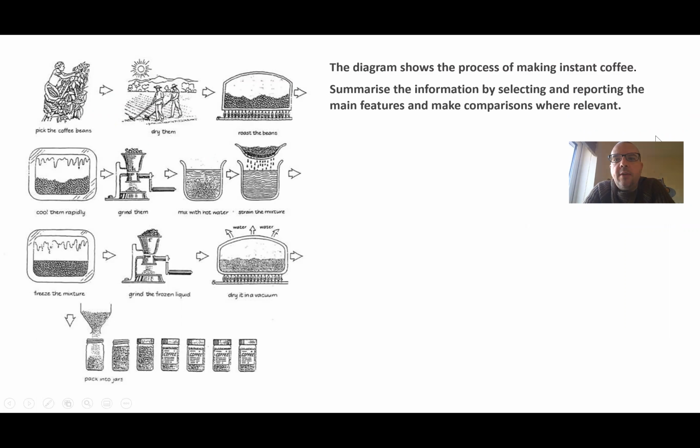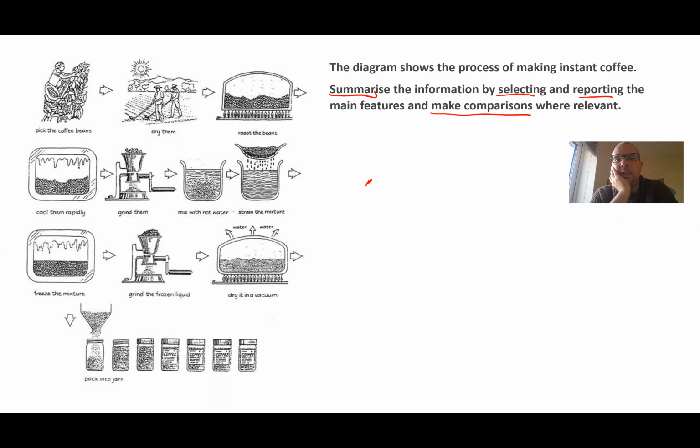It's the process of making instant coffee. That's important because the process of making coffee itself is quite simple and would probably be too simple to do in an IELTS process like this. So the key thing to look for here, as in all task ones, is the key sentence that they say in every task one: summarize the information by selecting and reporting the main features and make comparisons where relevant.